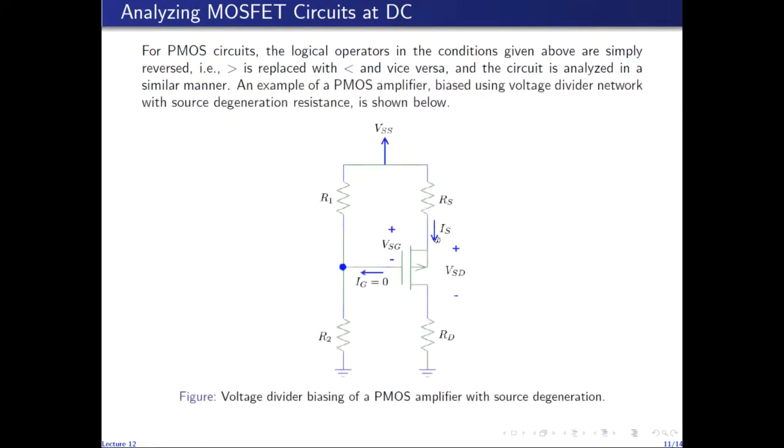As an example of a PMOS circuit, here I show a voltage divider network, which is being used to bias this PMOS amplifier. Remember, for PMOS, the direction of the current and the polarities of the voltages are opposite to those of the NMOS. So in case of PMOS, we take the source current, which is equal to the drain current. Source current flows into the source. The power supply is connected to the source terminal through the resistance RS, and instead of VGS, we have VSG. So VGS for PMOS is a negative quantity.